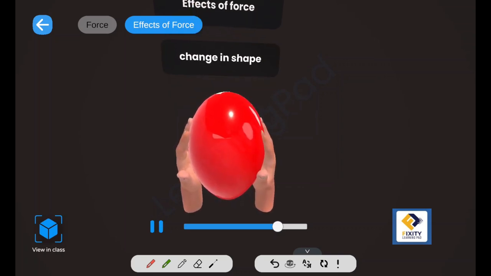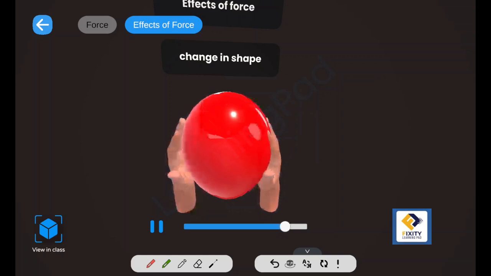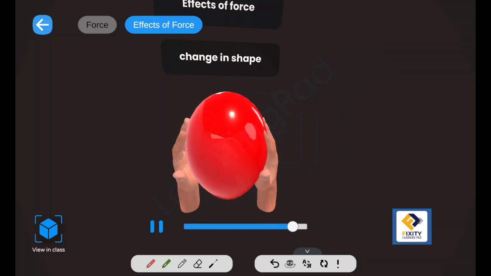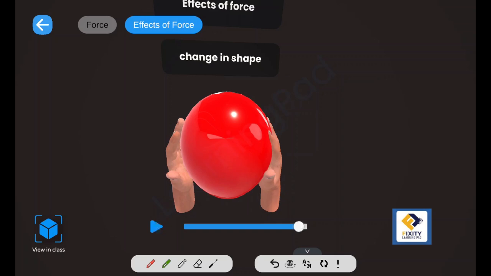The balloon is being pressed and you can see the balloon is changing its shape with the application of force. When force is being applied on the balloon, it is changing its shape. So the force can cause a change in direction, a change in position from rest to motion, from motion to rest, and also it can cause the shape change or size change of an object.